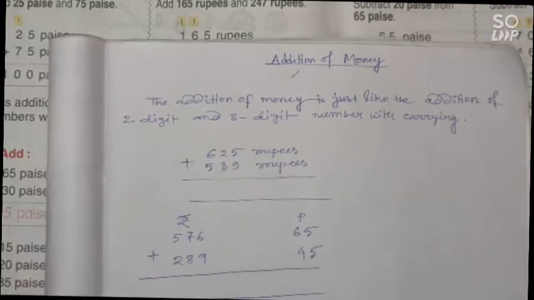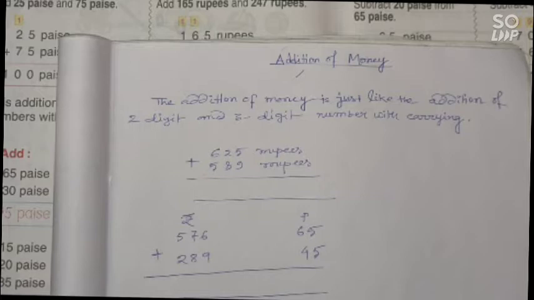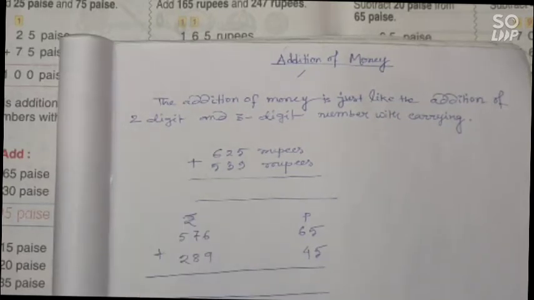This is very easy. The addition of money is just like the addition of 2-digit and 3-digit numbers with carrying. You have learnt how you can do the addition of 2-digit and 3-digit numbers with carrying and without carrying. So the addition of money is just like that.